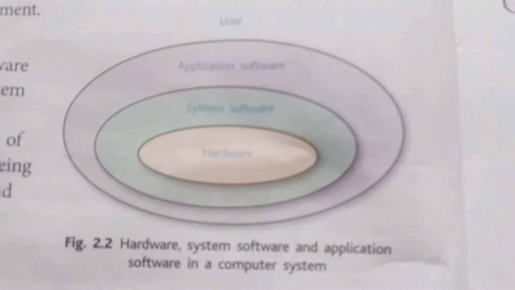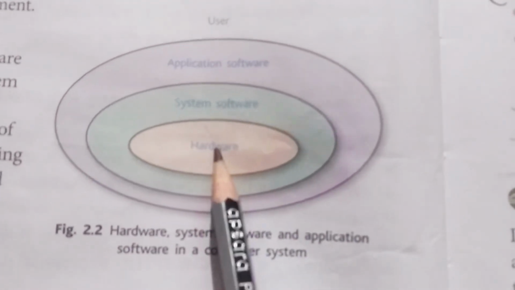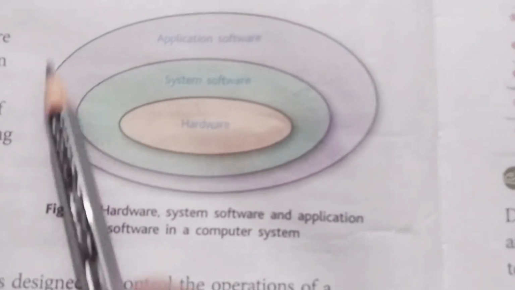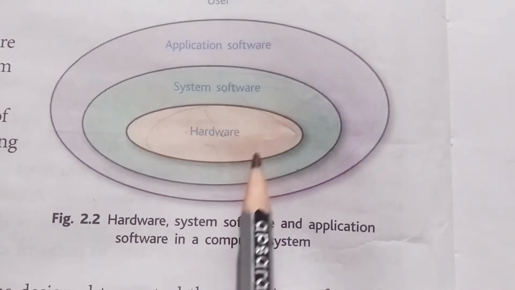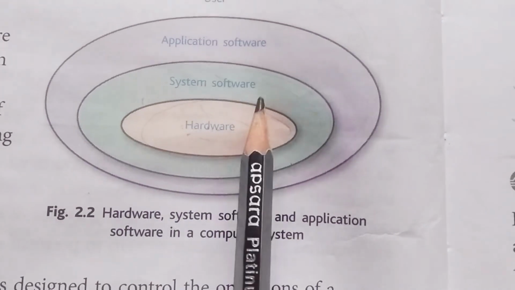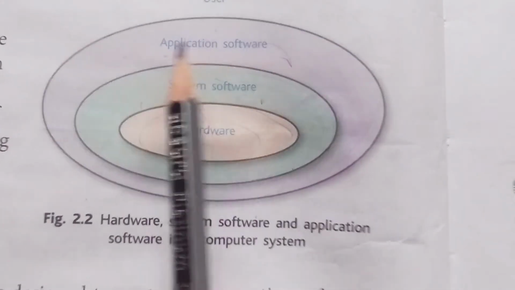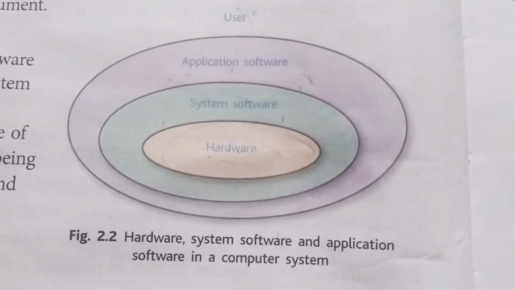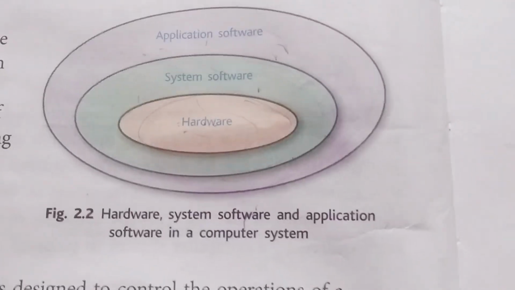Now see children, in this figure, in the middle it is a hardware. After hardware, there is system software, and then at last there is application software. Hardware will perform according to the system software, and your application software will do your specific task, and here is the user. So in this way it is distributed in a computer system.